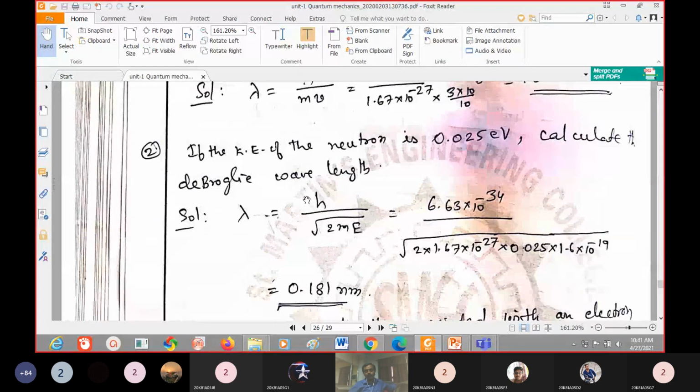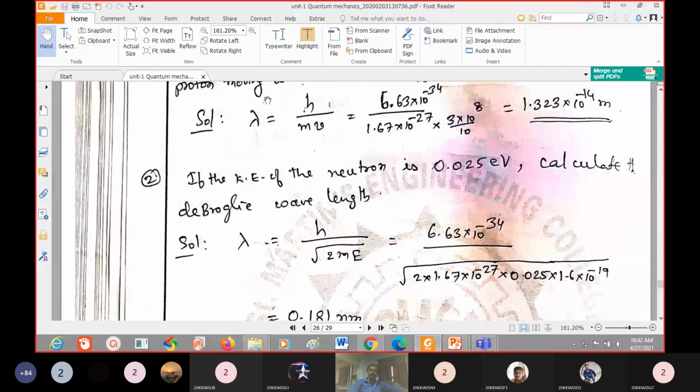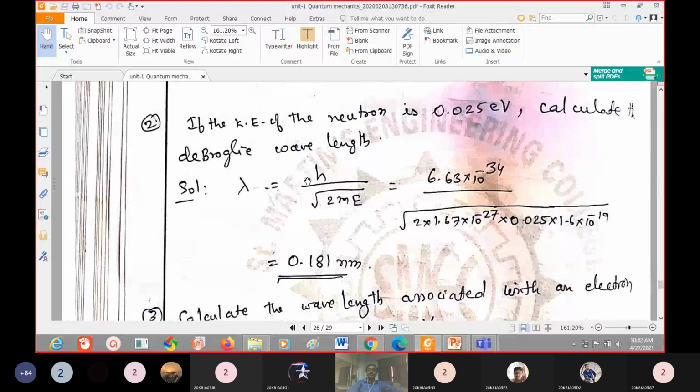Now coming to the second problem. If the kinetic energy of the neutron is 0.025 electron volts, calculate the de Broglie wavelength. We already know the formula: lambda is equal to h by p. There is a relation between kinetic energy and p.